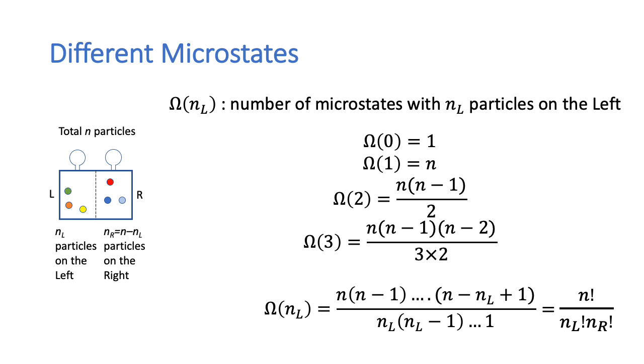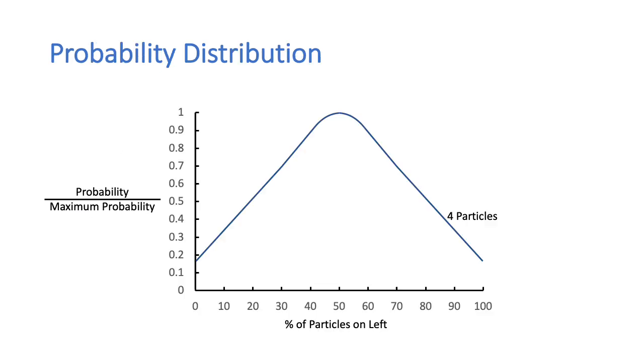Now we know how to calculate omega for any number of particles. We can now plot a probability distribution. So we are plotting the probability divided by the maximum probability, so all of the distributions will peak at a value of 1. And we are plotting this as the percentage of particles on the left side of the container.